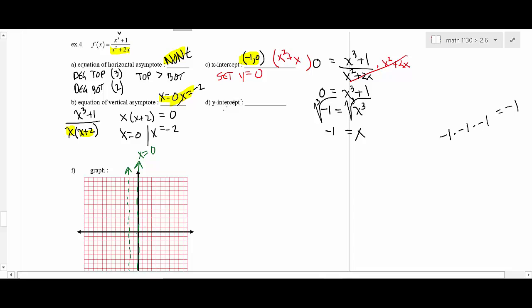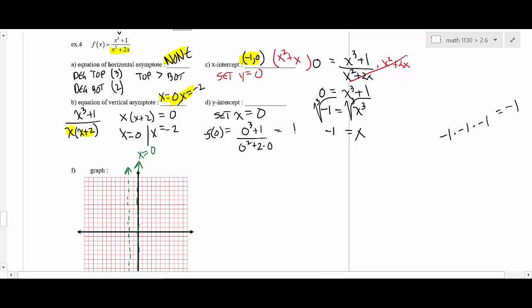Okay? All right, y-intercept, what do you do? You set x equal to 0. So you go all the way back to your function, and everywhere you see an x, you just plug in 0. So you're evaluating the function at 0, so you have 0 to the third plus 1 over 0 squared plus 2 times 0.